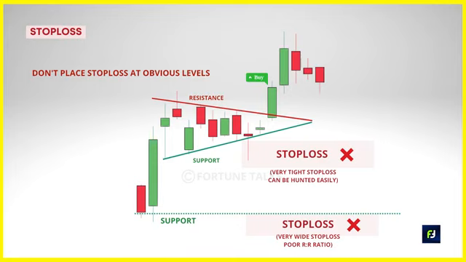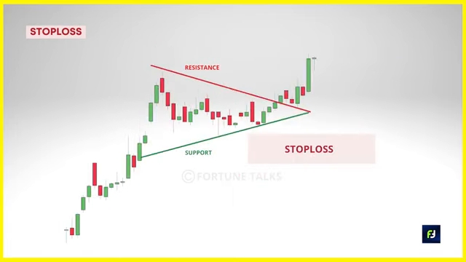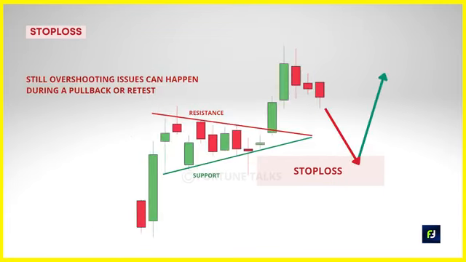So your stop loss should be at a level that if crossed invalidates your trading setup. Now we are trading a bull pennant here and the pattern is deemed invalid when the price breaks and closes below the bottom trend line support. So you have to keep your stop loss level below this trend line support, or below the swing low level to be precise.